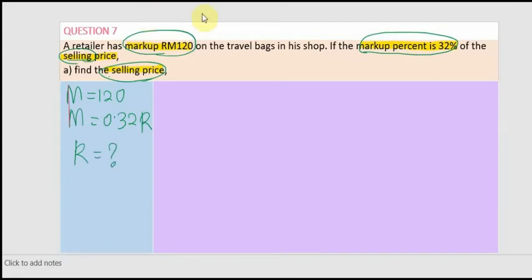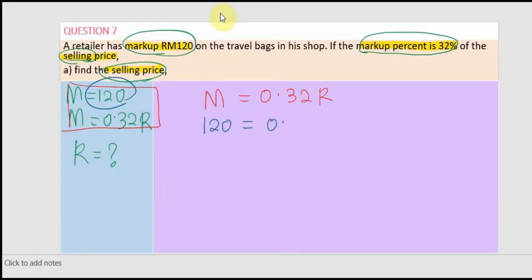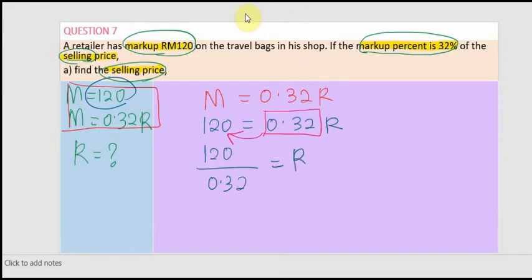So apa yang kita ada di sini? So kita ada markup equal to 0.32R and given to you markup is 120. So 120 equals to 0.32R. Okay, daripada sini kita boleh dapatkan retail. Okay, pindahkan 0.32 and 120 divided by 0.32 is your retail price. So what is your retail price? Is RM375. So this is for question A.